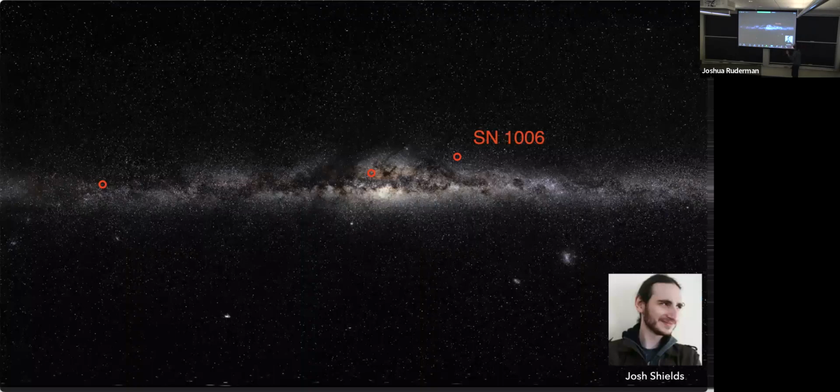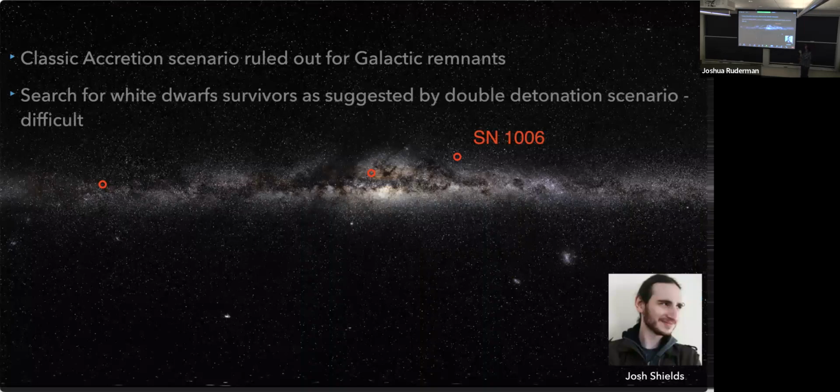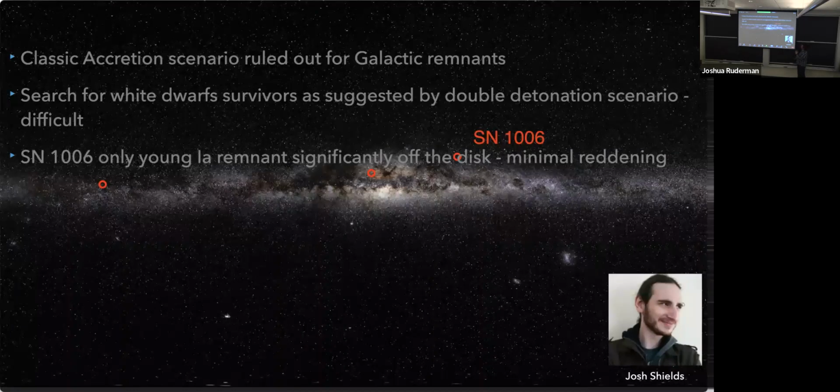You can see it's not in the plane, but it's above the plane. And so this is where Josh, one of my grad students, started to look. Classic accretion scenarios are already ruled out for galactic remnants, so we went for this weird one. We're searching for white dwarf companions as suggested by the double detonation scenario. It's difficult, as I mentioned, and 1006 is the only young 1A remnant significantly off the disk with minimal reddening.